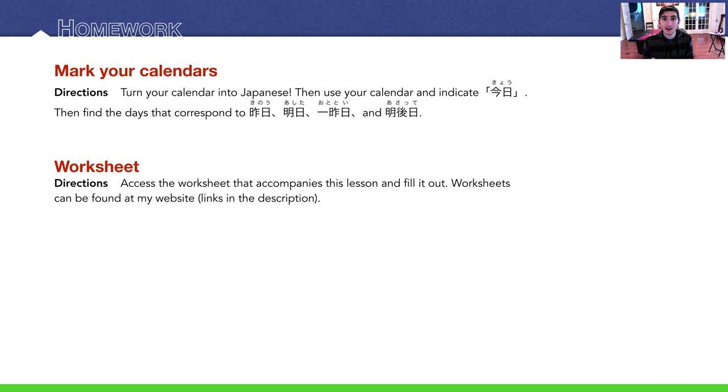For me, right now, I'm making this video on a Tuesday, so I could look at my calendar and say, kyo wa kayoubi desu. Ashita wa suyoubi desu. Kino wa getsuyoubi deshita. Asatte wa 木曜日です。おとといは、日曜日でした。Something like that. Do that at home every day. You'll get super good at these days of the week words.